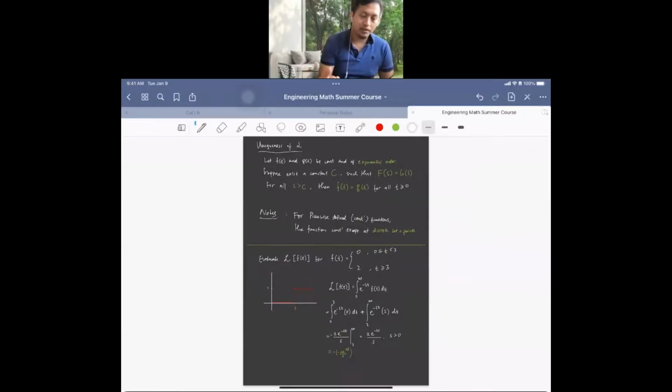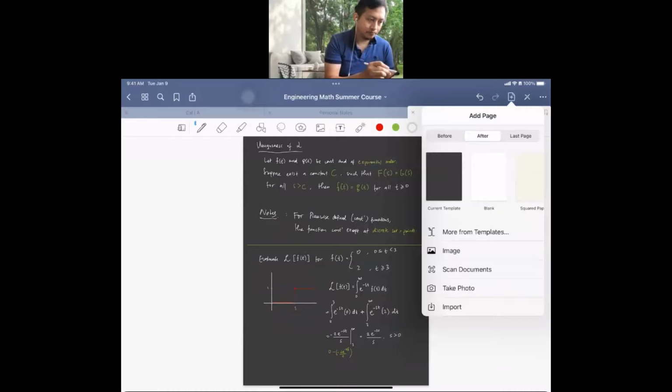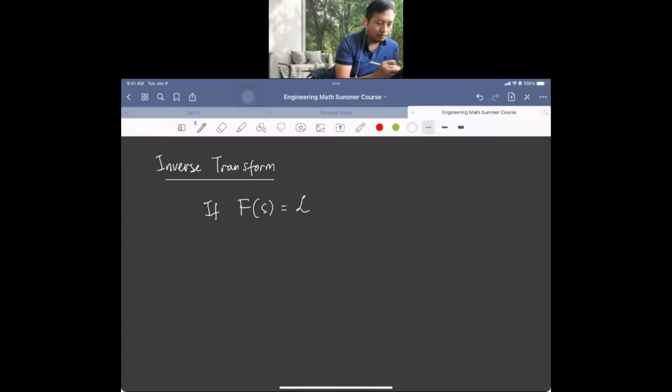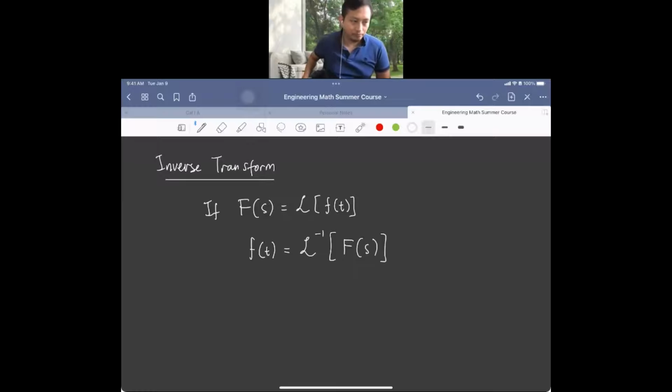So, linearity, existence, and uniqueness. The next section is the inverse of the Laplace. Inverse transform. If we start with capital F, a function of s, we call this the Laplace, which is what we were doing before, right? Then we can take the function of t as the Laplace inverse of the capital F.